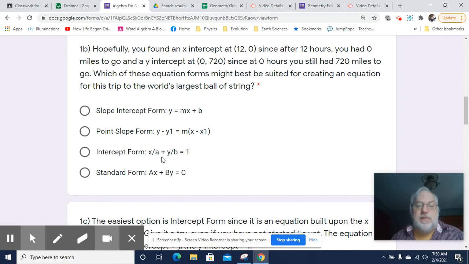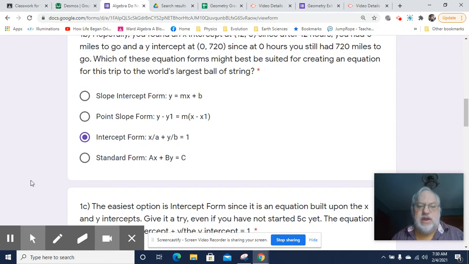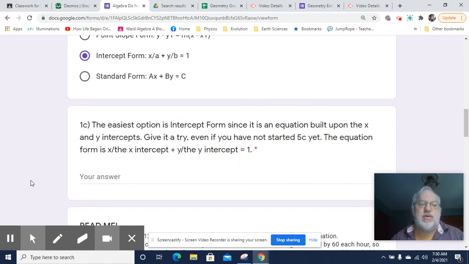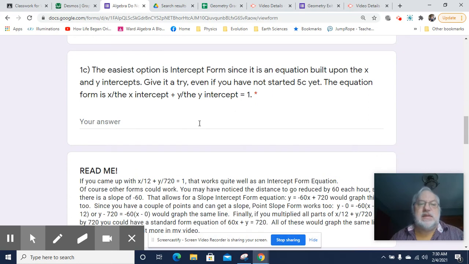The intercept form is just x over the x-intercept plus y over the y-intercept equals 1. And this is probably the easiest one to use because we have a is 12 and b is 720. With a bit of work, you could also work out the standard form. And later on in this Do Now, I have a little text box that talks about how you can get any of these things. The easiest one is the intercept form, in my opinion. That's different from the slope-intercept form. It's just the intercept form because it doesn't have the slope. You'd have to calculate the slope from it.